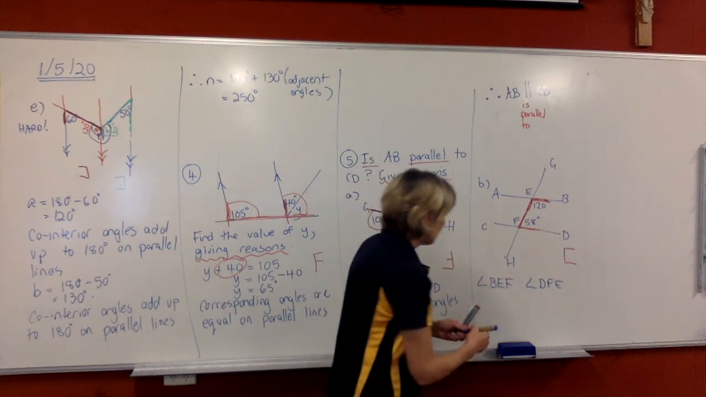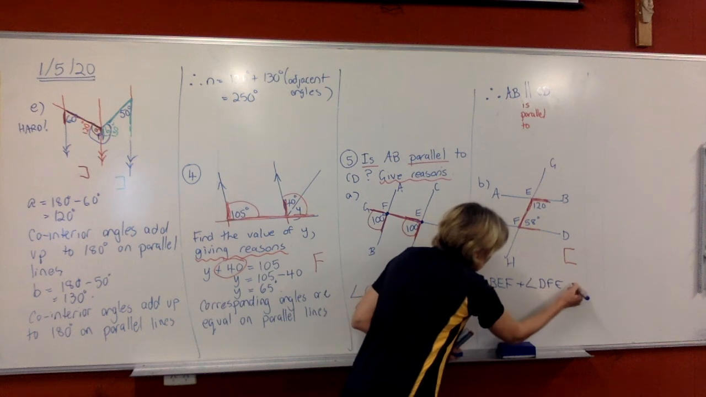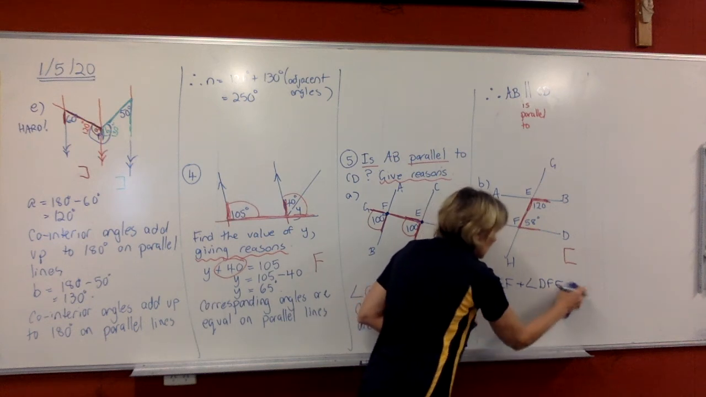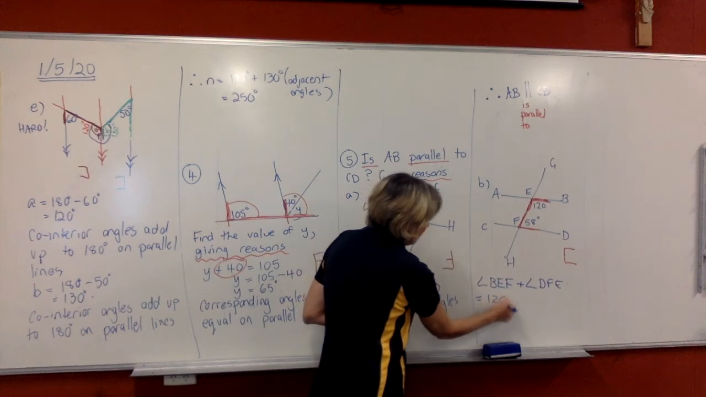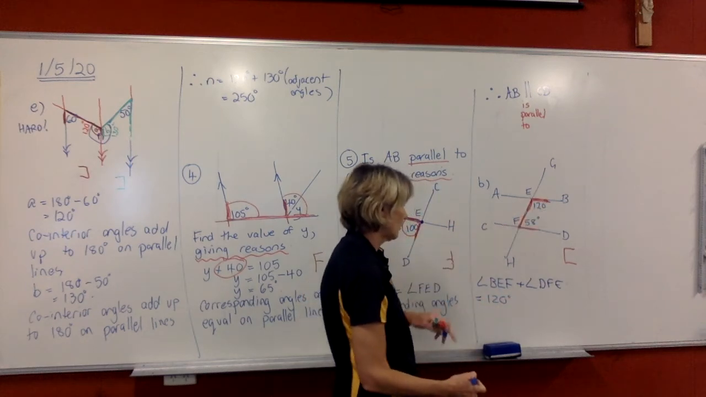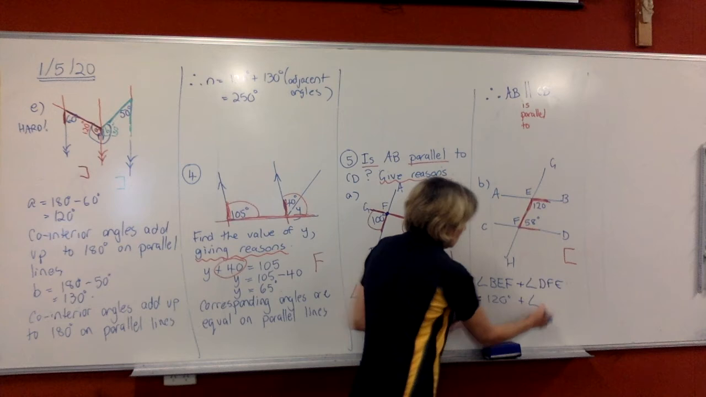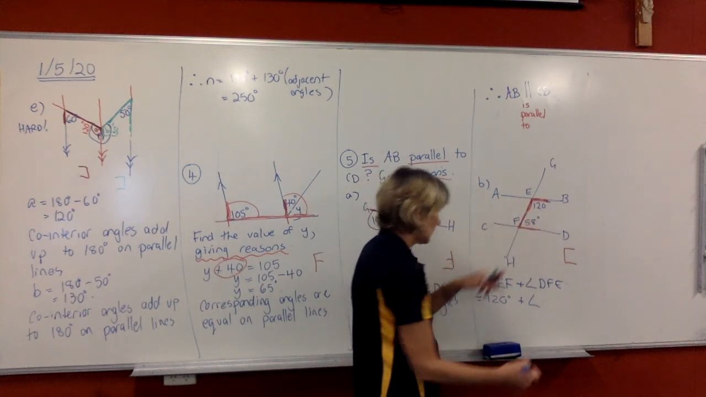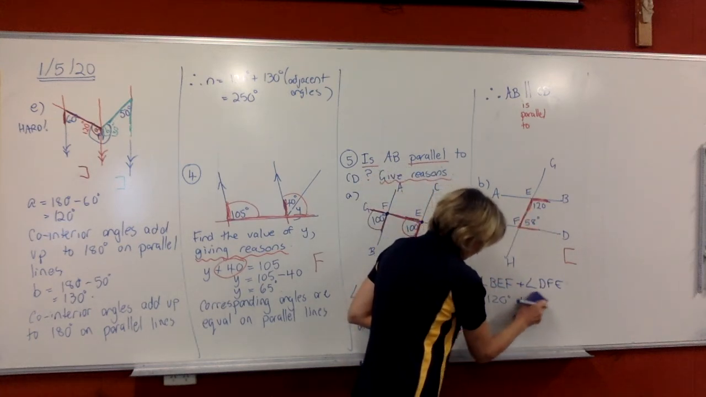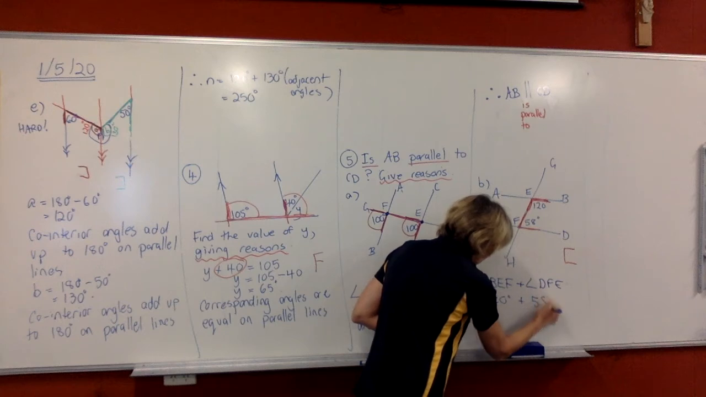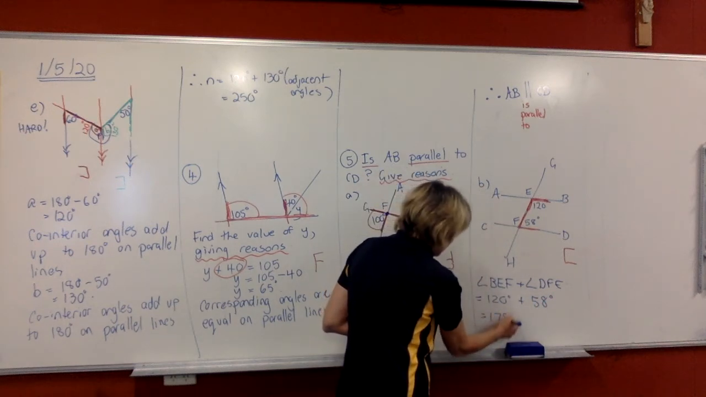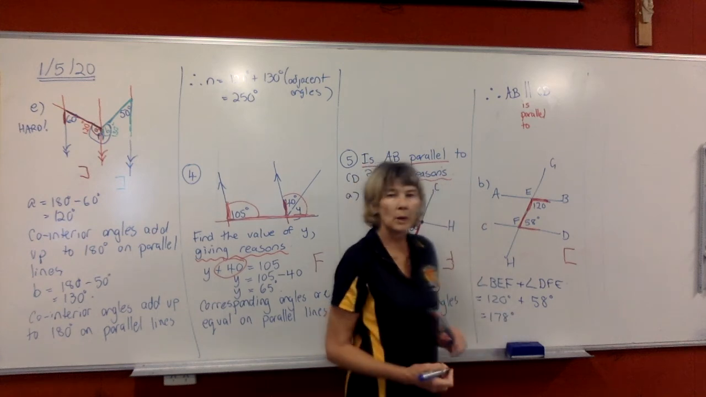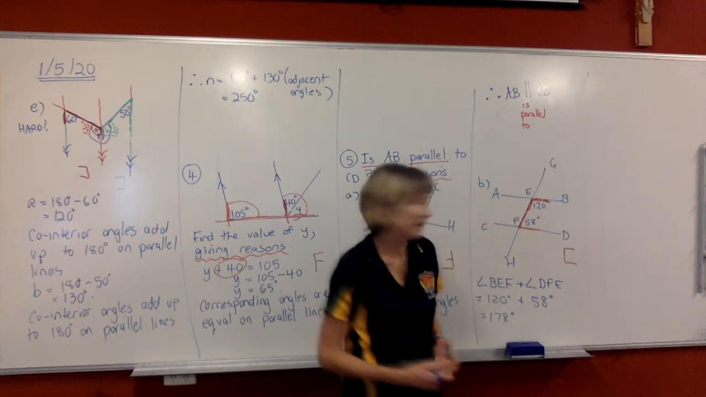Well, let's see what these add up to. Let's see. We're going to add them up. So we've got 120 for angle BEF plus DFE is 58 degrees. And we're going to add them up. So if we add those up, we're going to get 178 degrees. Well, it's close, but it doesn't equal 180.